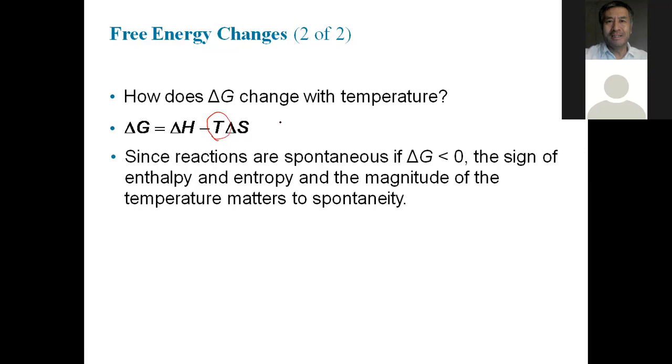That's very important because for a spontaneous reaction, we need delta G less than 0. So therefore, the sign of enthalpy, which means this delta H, and the sign of entropy, which means delta S, and the magnitude of temperature matter to the spontaneity.